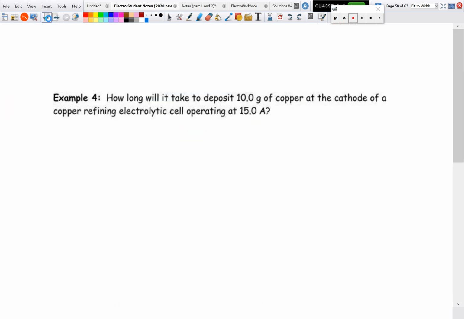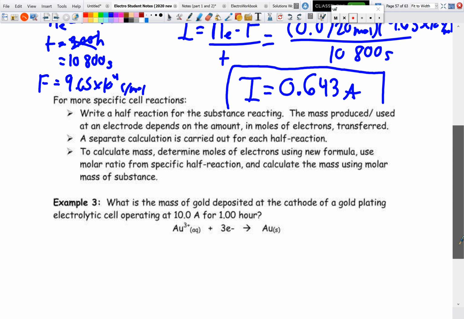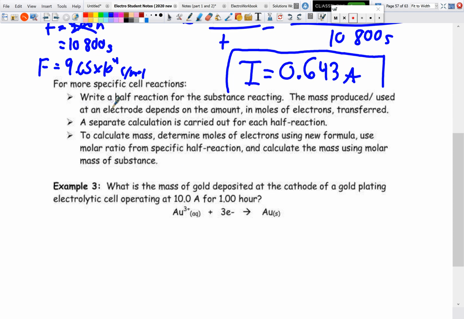So, more specific cell reactions. We need to have the balanced chemical reaction first, and here it's going to be the half reaction, generally the thing that's happening at the cathode. We are going to deal with the half reactions of the substance reacting, and the reason is because we need to see the number of moles of electrons. We need to see the coefficient in front of that for the mole ratio.